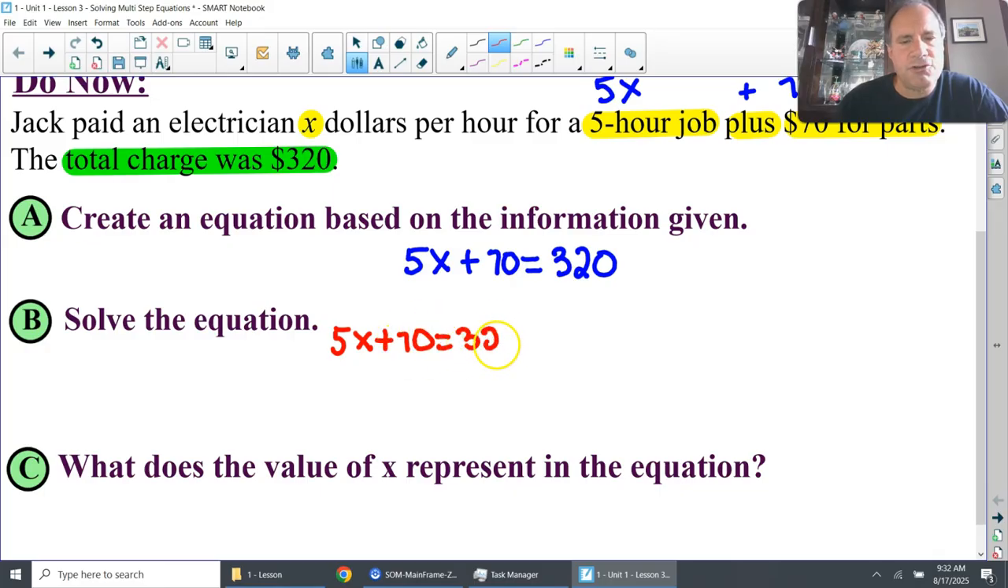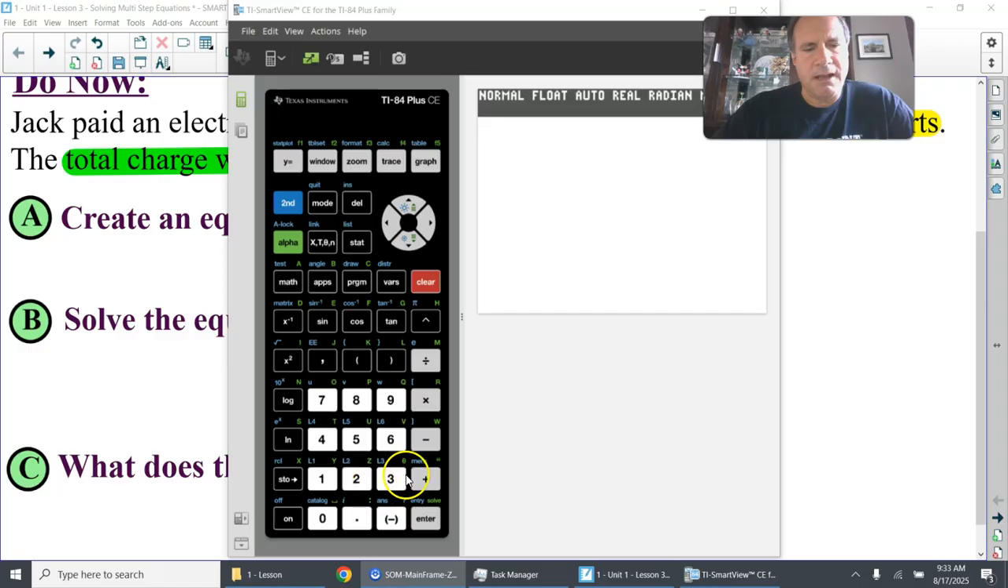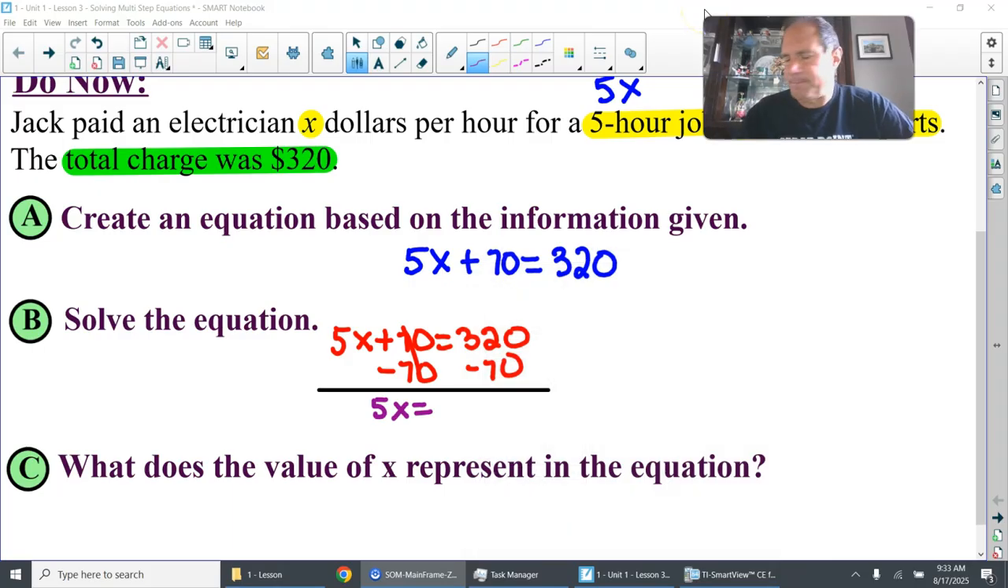What we do is we try to isolate the variable. You subtract 70. You see that addition sign right there. That means you have to subtract. The opposite of addition is subtraction. That cancels out, and we have 5X equals 320 minus 70. Always bring your calculator up, do 320 minus 70, even though you might know what it is, and you probably should know what it is. It is 250.